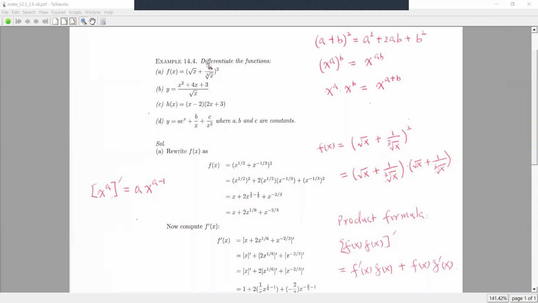Example 4, differentiate these functions. Differentiate a function means compute the derivative of the function. Part A. The function in part A is a product. It is this guy times itself. So to compute the derivative of this function, we can use the product formula. But I prefer to simplify the function first before I compute the derivative.